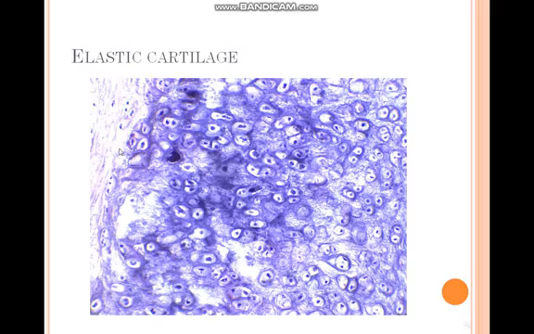At higher magnification, we can see the perichondrium and the chondroblasts at the periphery, and we have the matrix in which we have the lacunae occupied by the chondrocyte, and within the matrix we can see dark stained elastic fibers that are stained specifically by Verhoeff's hematoxylin.